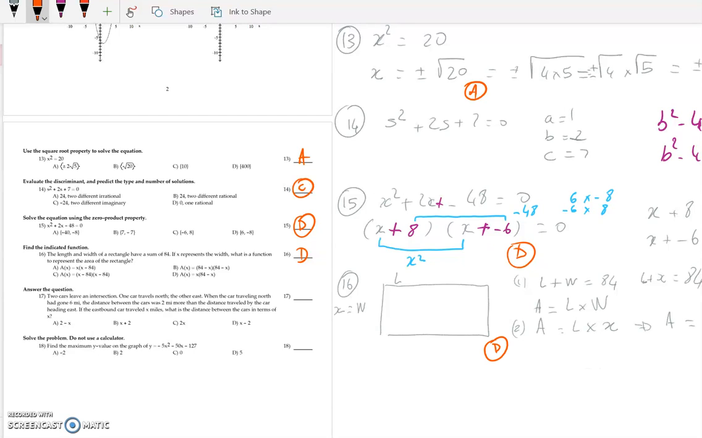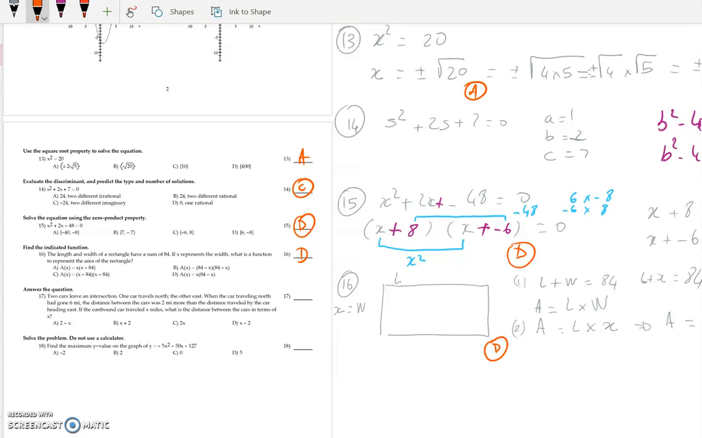Number 17. Two cars leave an intersection. One car travels north, the other east. When the car traveling north had gone 6 miles, the distance between the two cars was 2 miles more than the distance traveled by the car heading east. If the eastbound car traveled X miles, what is the distance between the cars in terms of X?